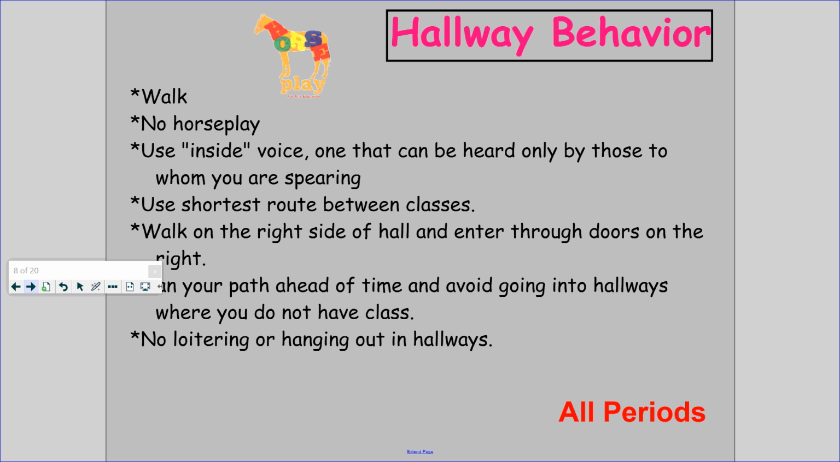Hallway behavior, you should walk, no horseplay. Please use your inside voice or your level 2 voice, level 1 or level 2 voice. Use the shortest route between classes. Walk on the right-hand side because you do not want to bump into people. And no loitering or hanging out in hallways.